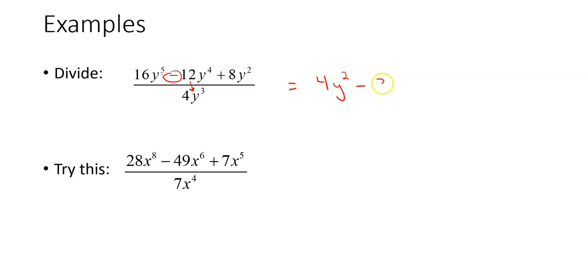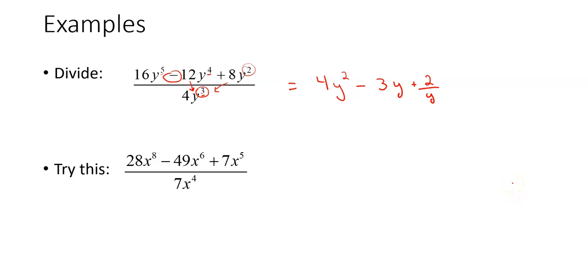12 divided by 4 is 3. Now look at the y's. 4 up top, 3 down the bottom. 4 minus 3 is 1. Y to the first. Right, let's do it for the third term. 8 divided by 4 is 2. Now look at the y's here. 2 of them on the top, 3 of them on the bottom. 1 more on the bottom and the top.